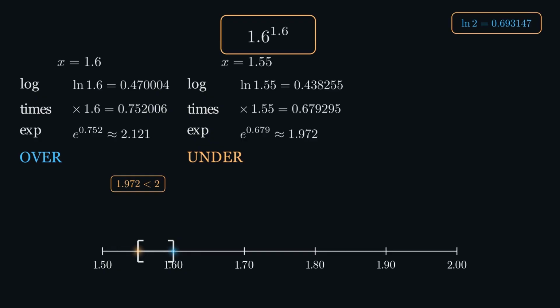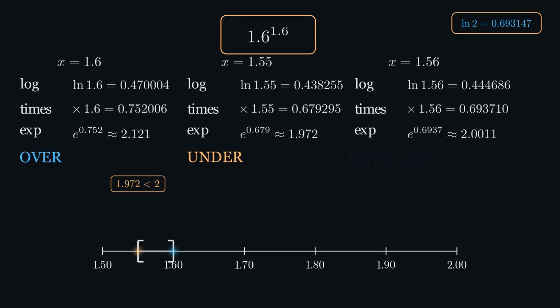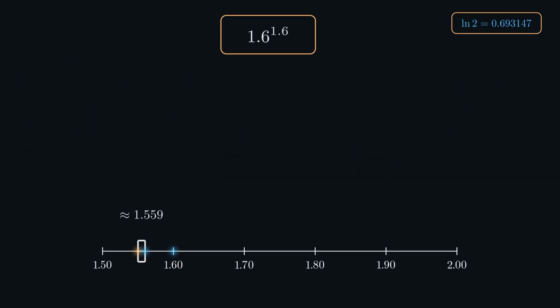Try 1.56. ln is 0.444686 times 1.56, 0.693710. E to that, about 2.0011. Barely over. So the answer is between 1.55 and 1.56, hugging the top. Around 1.559, maybe. And now I have to be honest with myself.